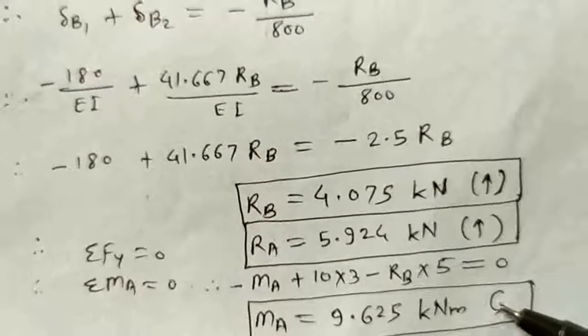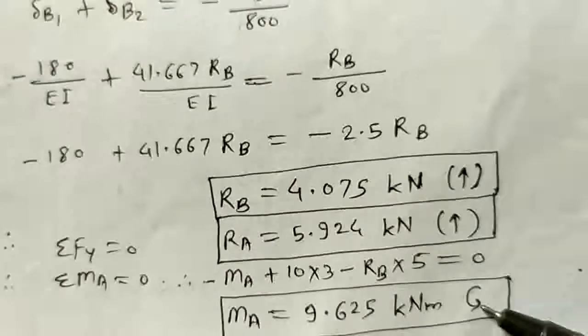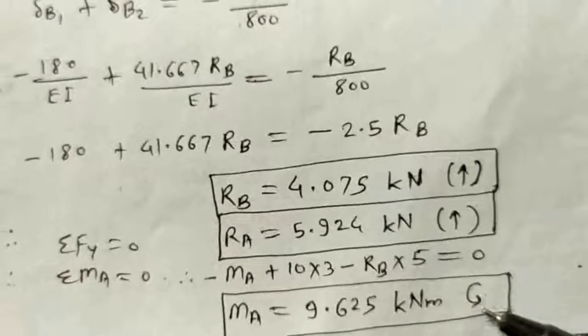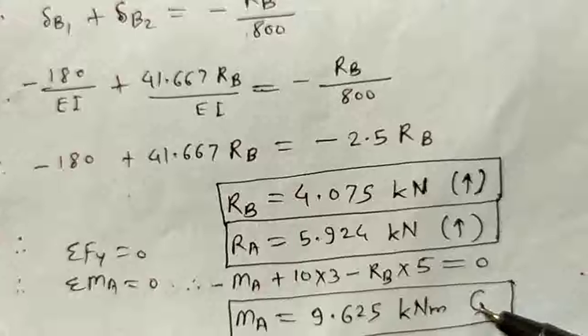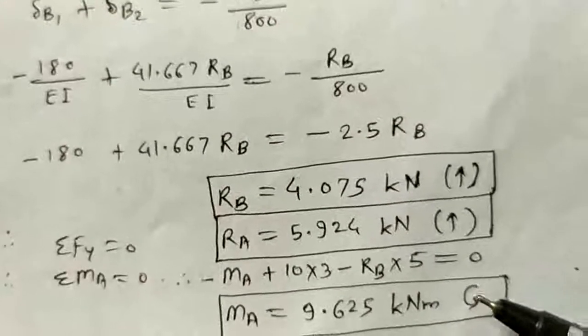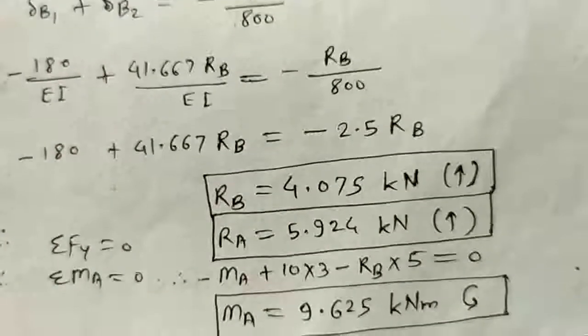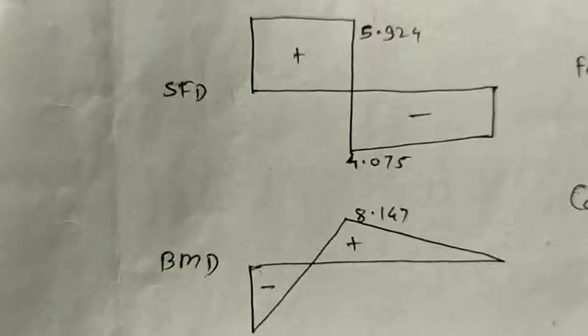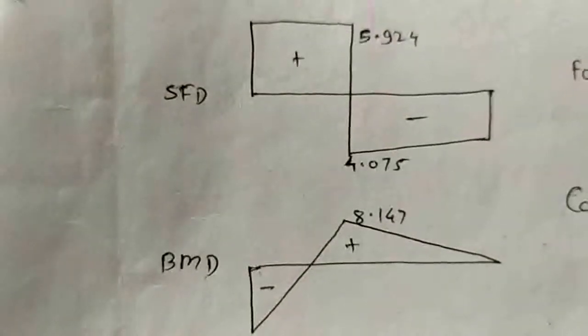Of course, if you observe, this arrow is below a particular baseline. That's why at A there will be a hogging type of bending moment. So this is the final SFD and BMD.